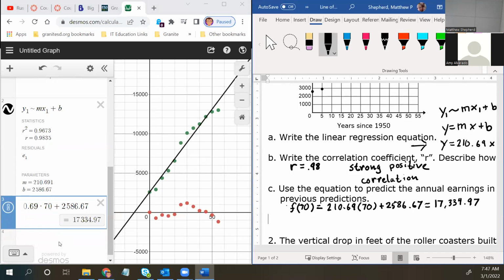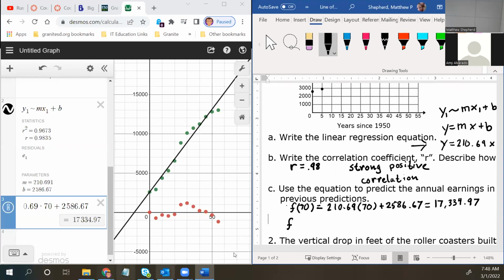$17,000 per year is what we would expect the annual minimum wage income to be in the United States. So that is our prediction based off of data that only went up to 2005. Now that's our prediction for the future. And notice how we got both pieces of information. The 70 is representing the year 2020. That's our answer there, which represents the y value, the earnings.